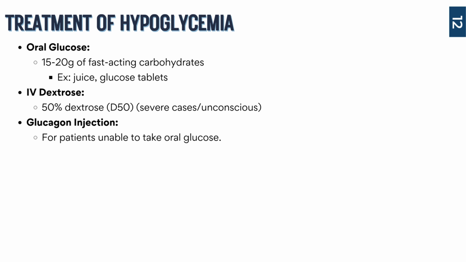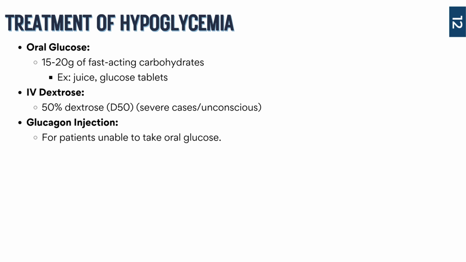In the case where the hypoglycemia is severe or the patient is unconscious and unable to take anything by mouth, please don't put anything in their mouth. They can aspirate. So at that point, we're going to do IV dextrose, D50. And D50 is 50% glucose solution given directly into the vein, which is going to quickly raise the blood glucose levels, and it's used in emergency treatment.